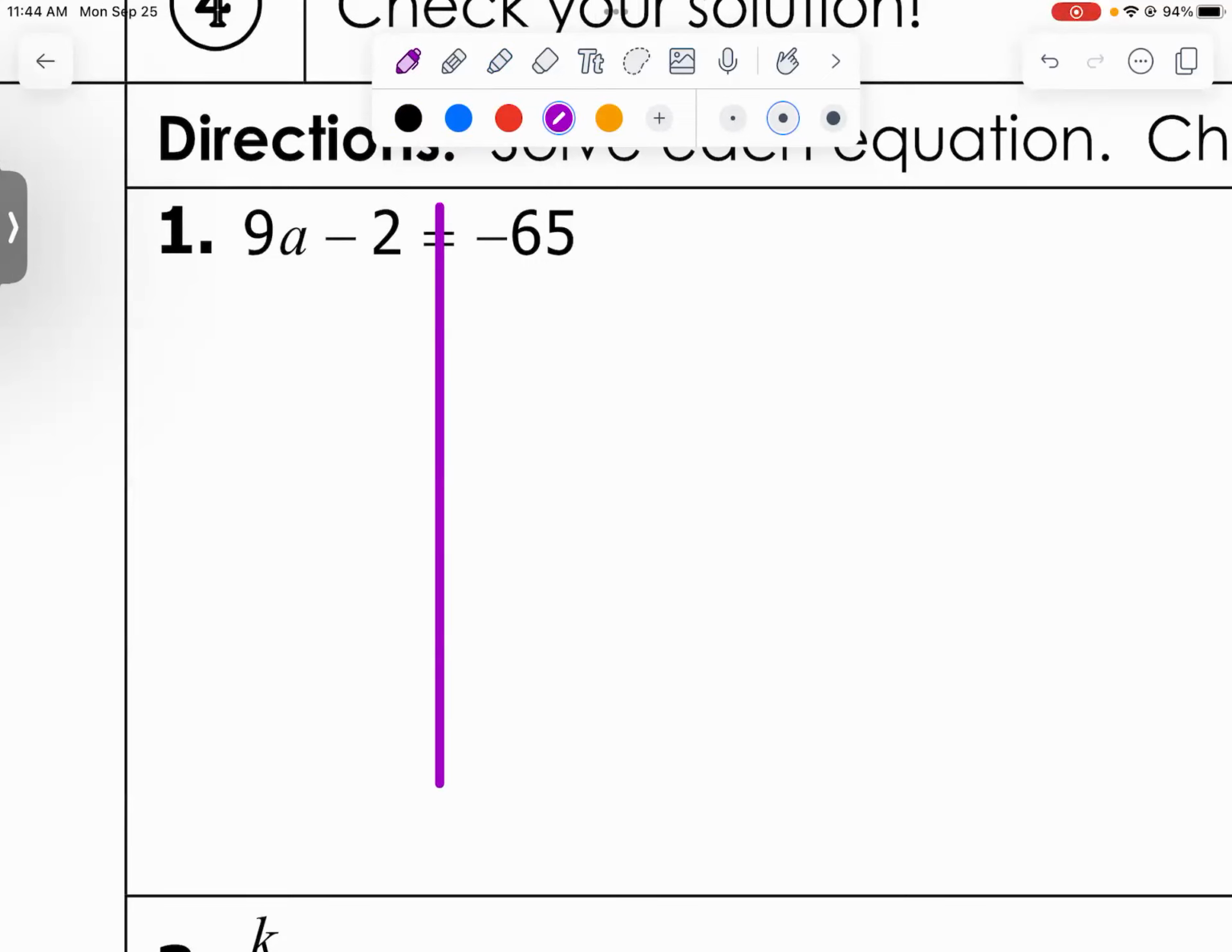All right. So I want everybody to draw their fence on number 1. Draw your fence. And then either circle or highlight your variable. Our variable is A.